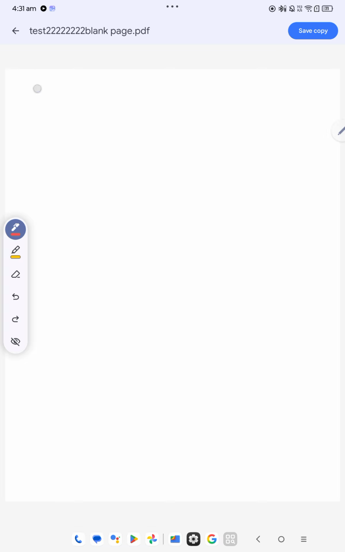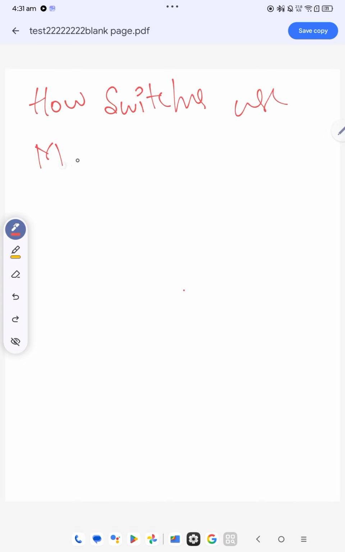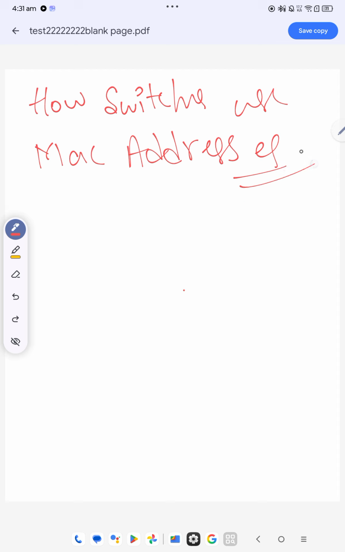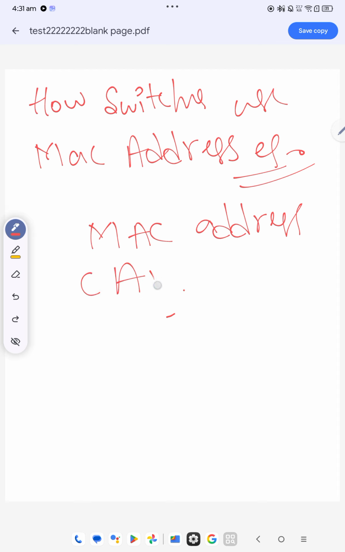Today I have learned about how switches use MAC addresses. First, a switch builds and maintains a MAC address table, also called the CAM table. It is the table that maps which MAC address is reachable on which physical port.